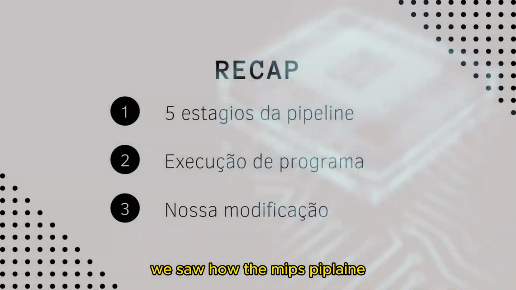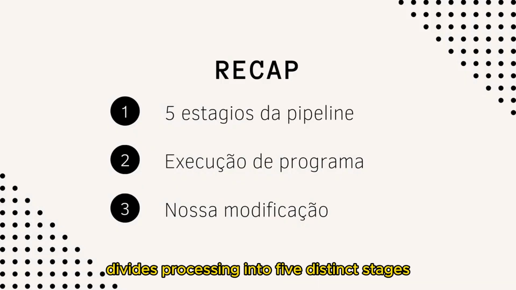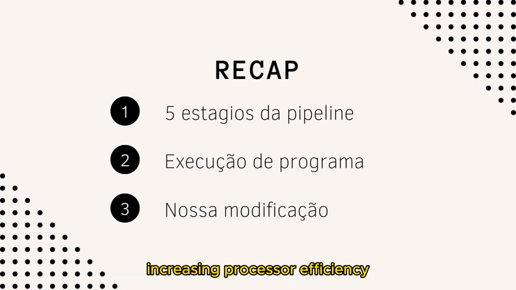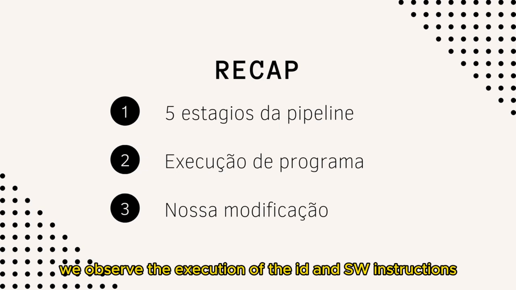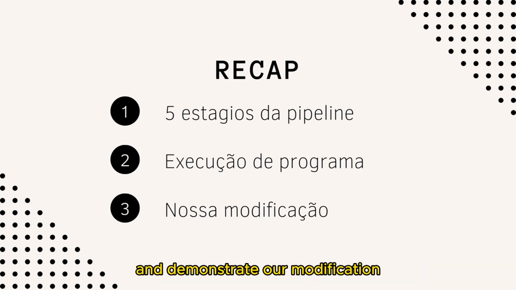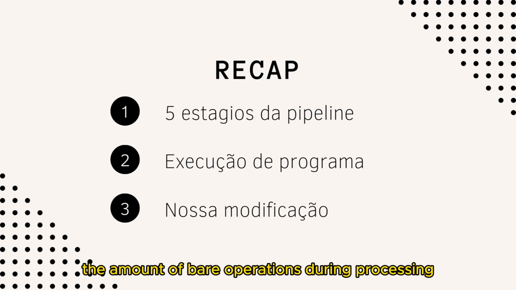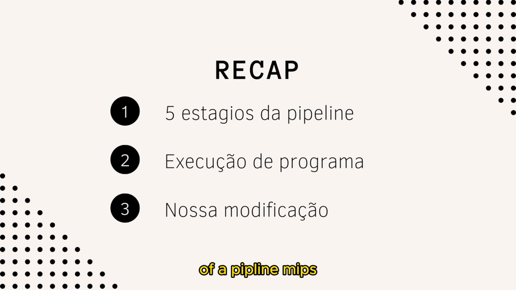Recapitulating, we saw how the MIPS pipeline divides processing into 5 distinct stages, increasing processor efficiency. We observed the execution of the add and sw instructions, which demonstrate our modification that reduces the amount of bubble operations during processing and saves in memory of a MIPS pipeline.